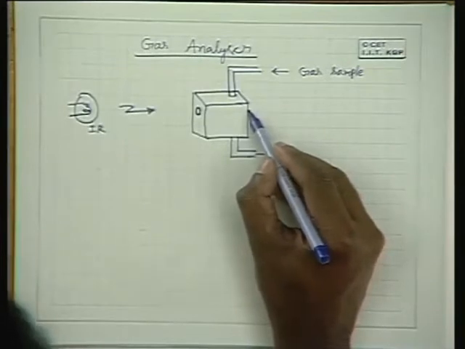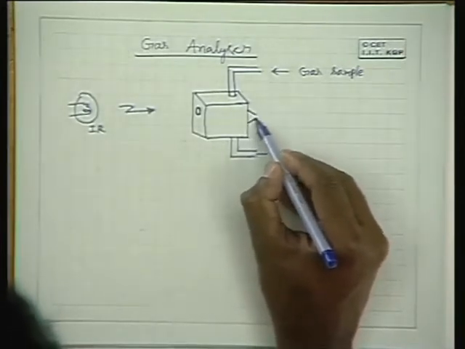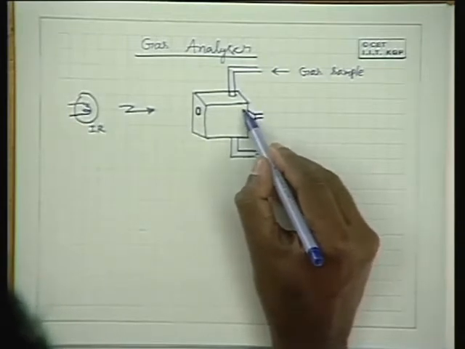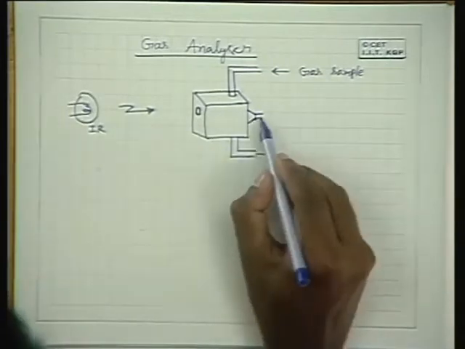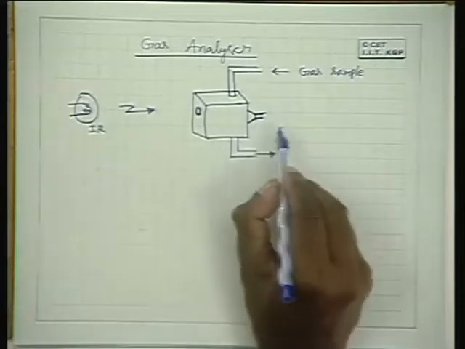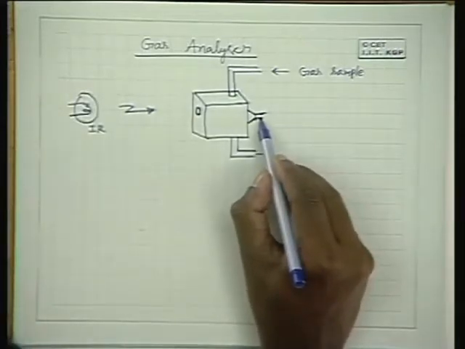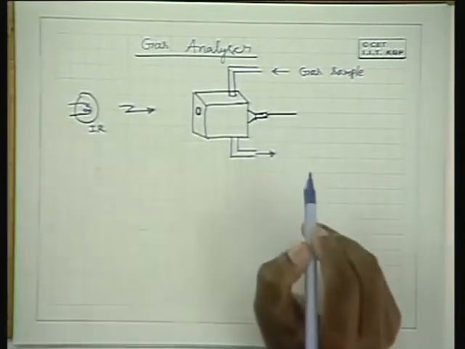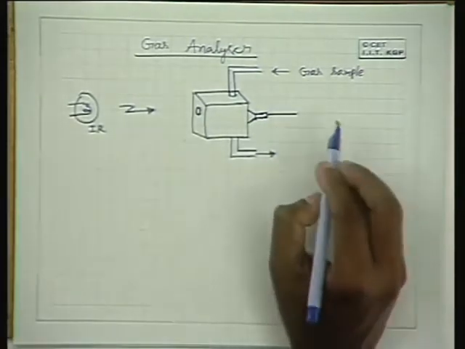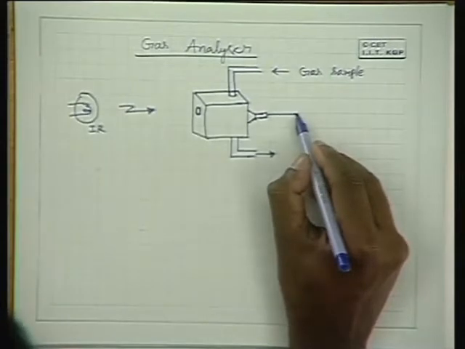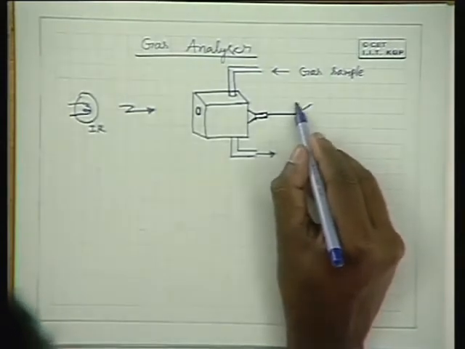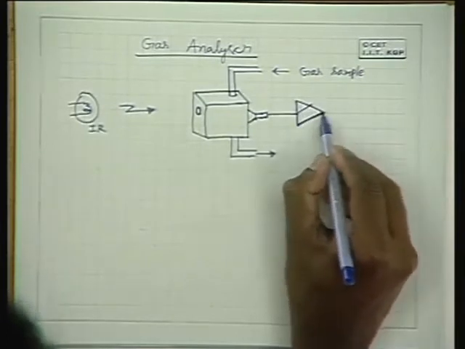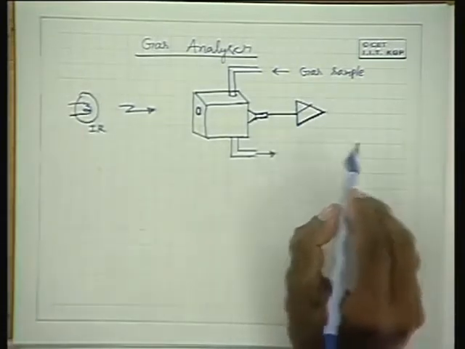Then use some microphone or some other transducer on the wall of the gaseous chamber so that the pressure variations can be tapped, and what you get here is an electrical signal. And this electrical signal needs to be amplified to bring it to a comfortable voltage level.